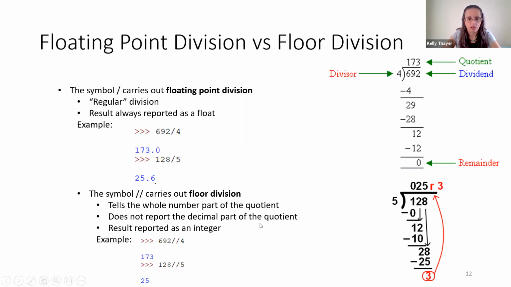It does not report the decimal part of the quotient, and the result is always reported as an integer. So we can tell this apart, the 692 divided by 4. Even though it's numerically equivalent at 173, this one is reported as the float and this one is reported as an integer. So floor division will always be reported back as an integer, because when Python is trying to calculate this, it always knows that it will only need to report an integer.